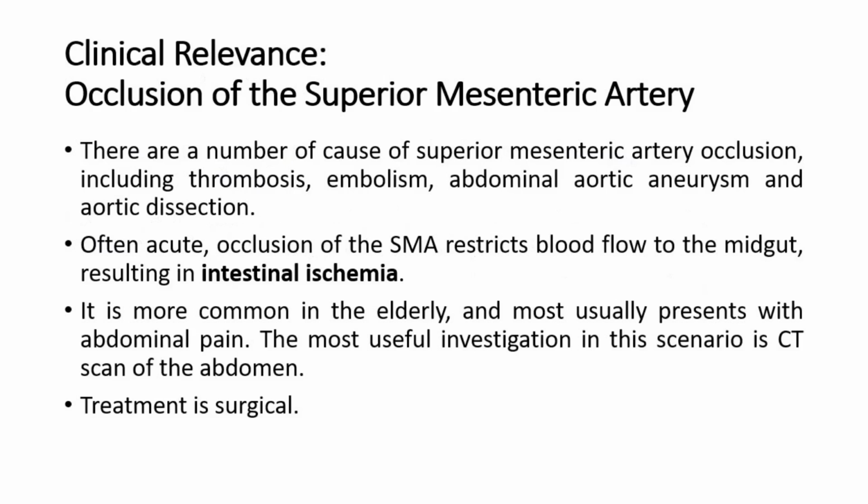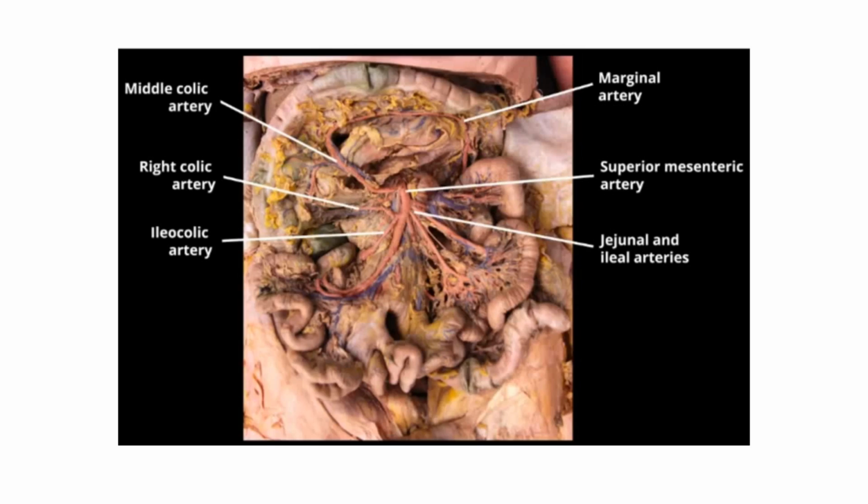Let's look at the clinical relevance of the occlusion of the superior mesenteric artery. There are a number of causes of superior mesenteric artery occlusion, including thrombosis, embolism, abdominal aortic aneurysm, and aortic dissection. Often acute, occlusion of the SMA restricts blood flow to the midgut, resulting in intestinal ischemia. It is more common in the elderly, and most usually presents with abdominal pain. The most useful investigation in this scenario is CT scan of the abdomen. Treatment is surgical.